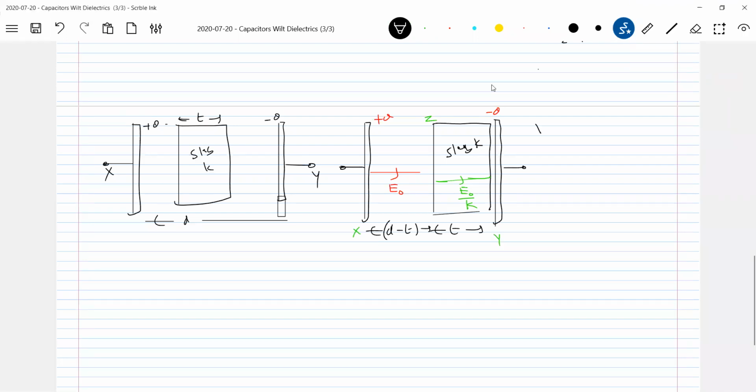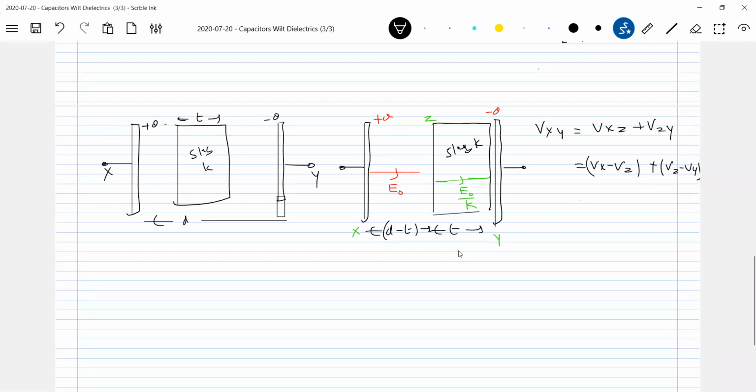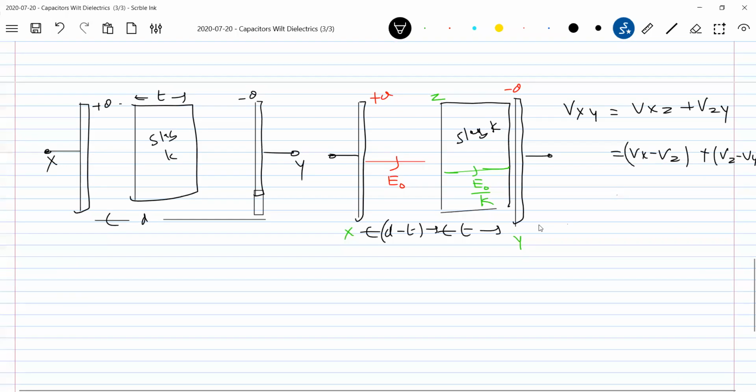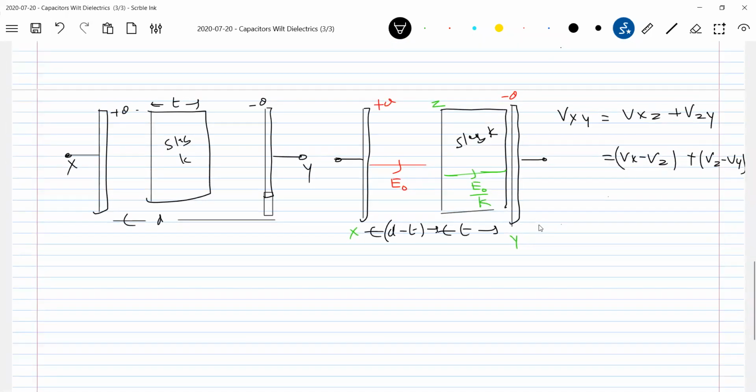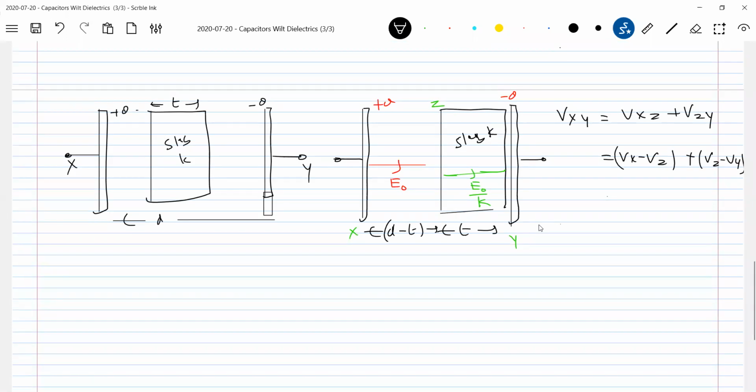Vxy, we can also write it as Vxz plus Vzy, because Vxz means Vx minus Vz, and Vzy means Vz minus Vy. Now, what is the expansion of Vxz? Vxz should be equal to, we know potential difference, field is uniform, so E naught into D minus T. What is Vzy? E naught by K into T, that one.